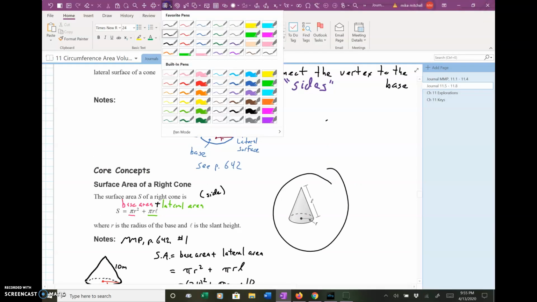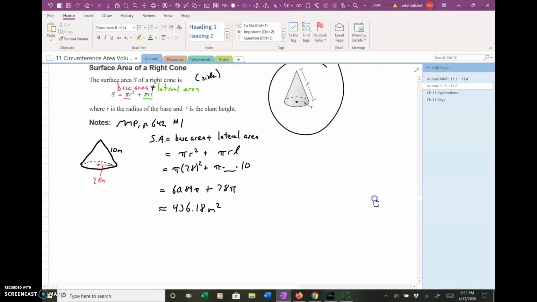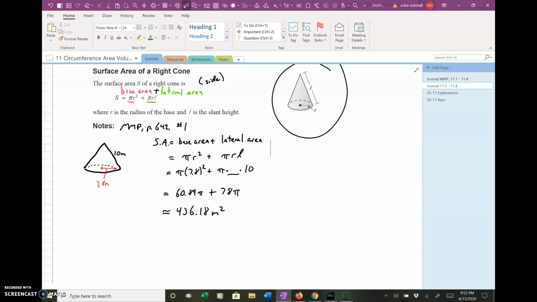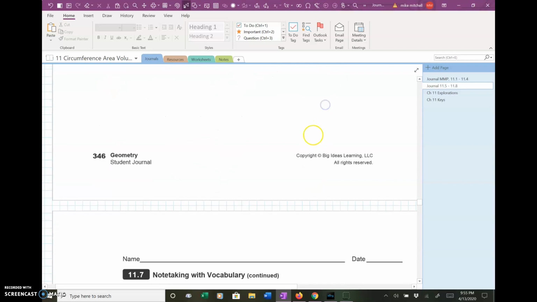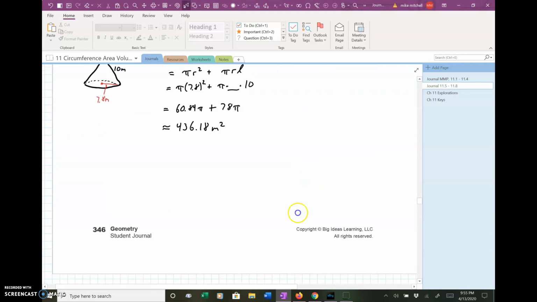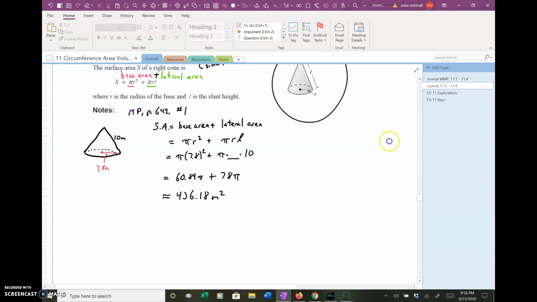Now, let's get on to some problems here. Notice these, not MMPs, this should be MP here. Page 642, number 1, those are extra problems you can practice on there. So we had surface area, base area, pi r squared, because it's a circle, plus lateral area, that's the sides, pi rl. There's more on that in the video.